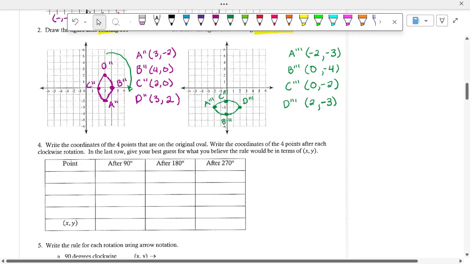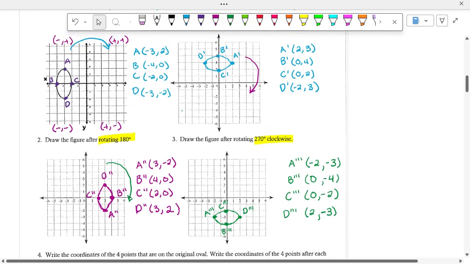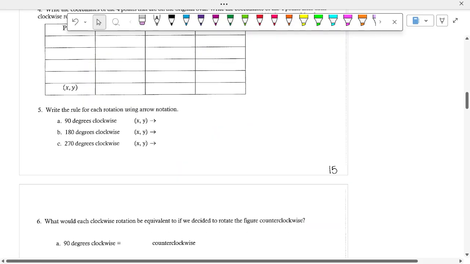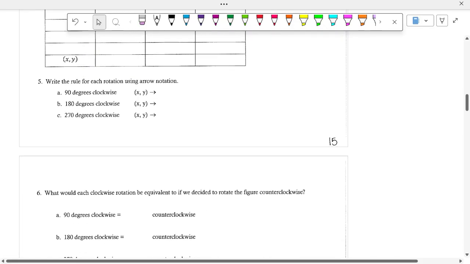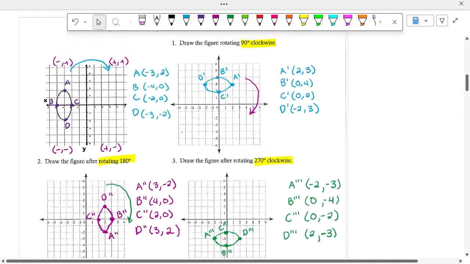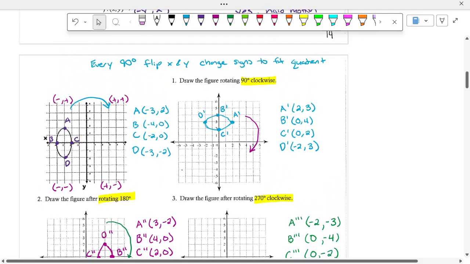All right. Now, we kind of already filled in this table, so you don't need to worry about the table because I wrote it to the side. Here's my question. If we want to write a rule, so let's go 90 degrees first, clockwise. From the original to the primes, what happened? What happened to the numbers? So they flipped, so x and y flipped, and then what sign changed specifically?